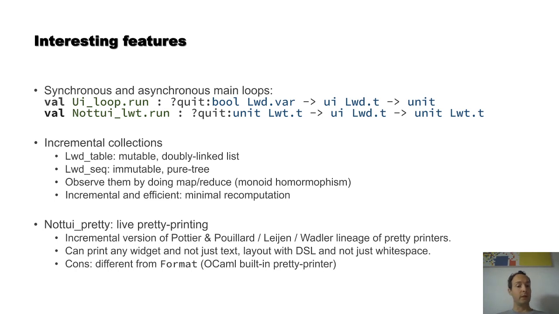Then we ported and made incremental a pretty printing library. Since we intend to use Nottui for PLT problems, it is quite handy. The pretty printing engine we provide derives from Wadler's prettier combinators, but rather than just being about text, any UI element can be put in pretty printed documents, and it supports the full layout DSL. The only drawback for OCaml users is that it is quite different from the built-in pretty printer format. Maybe we could emulate that in the future.